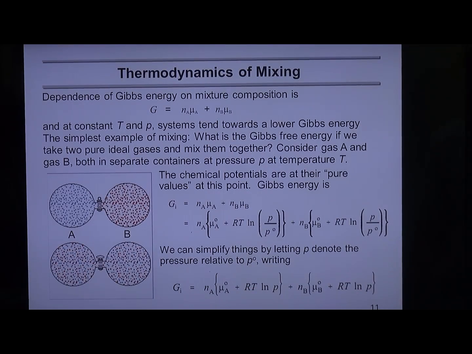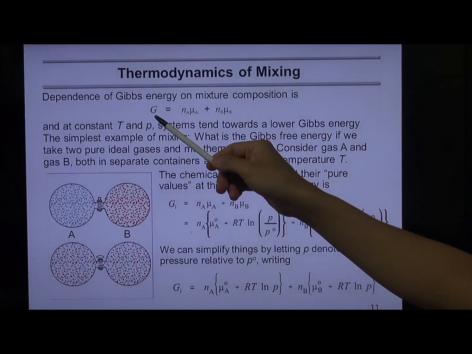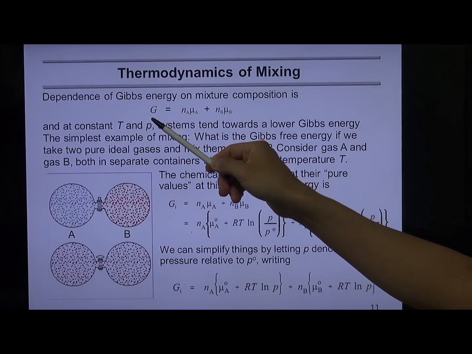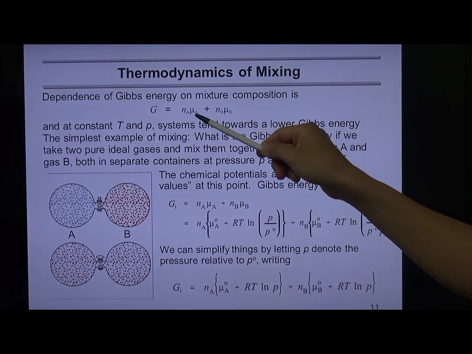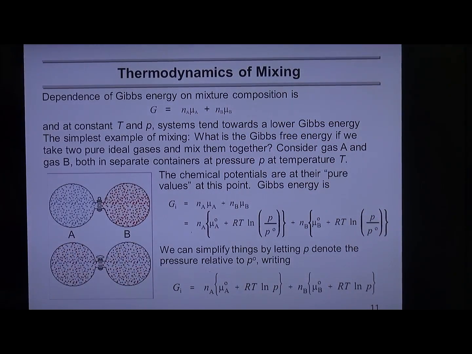Okay, now let's move on to thermodynamics of mixing. How do thermodynamic variables such as Gibbs energy, enthalpy, and entropy change upon mixing two different, non-reacting substances? So, we have already learned that total Gibbs energy can be represented as this for a binary mixture: NA mu A plus NB mu B.